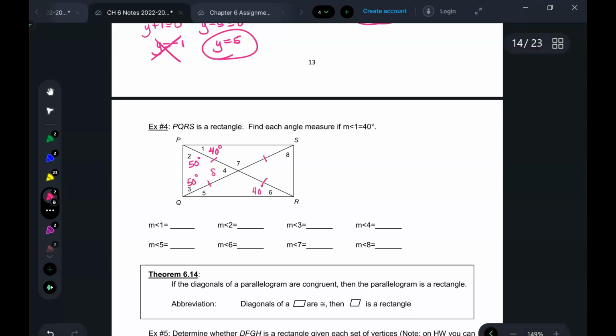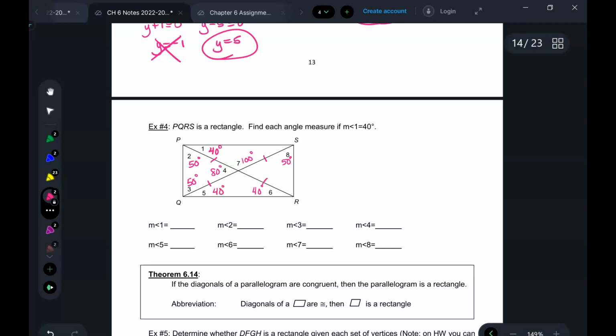That makes this 80. 7 is 100. That means 8 is 50. And we just need angle 5. How did you get 5 to be 40? Because it's alternate.